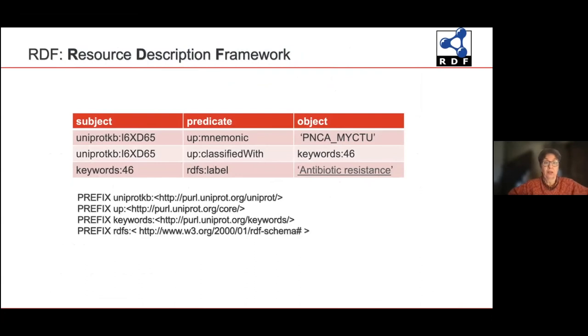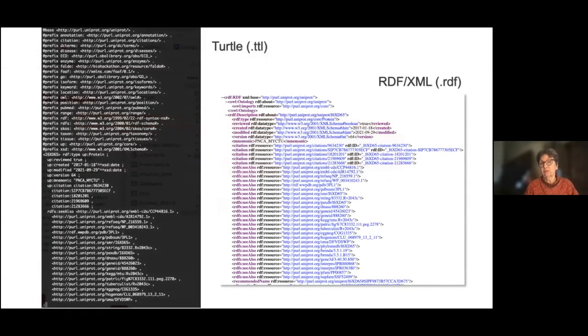Here is an example of some triples from the UniProt resource. We can express that this UniProt accession has a mnemonic, which is PNCA-MeToo. This entry is also classified with a given keyword, and this keyword has a label, which is antibiotic resistance, for instance. All the information that you have seen this afternoon can be translated using this format. It's really for machines, not for humans, but everything can be explicitly defined.